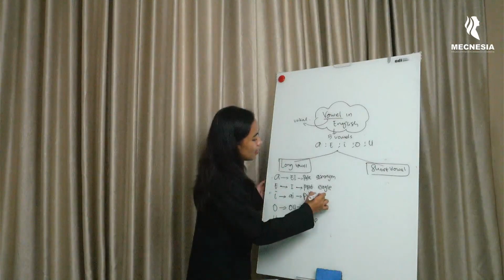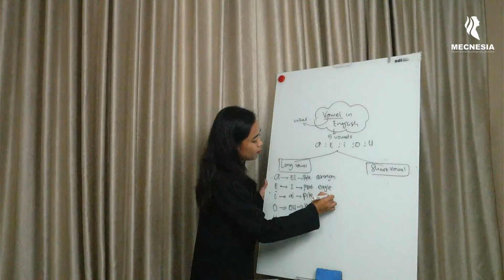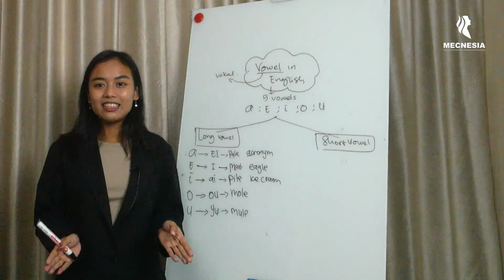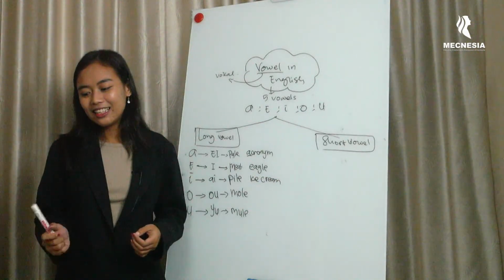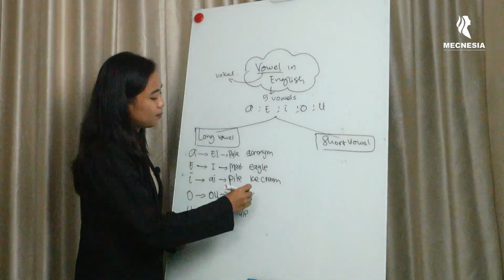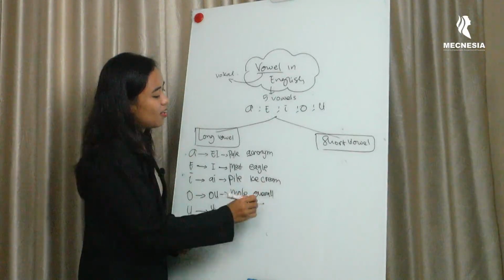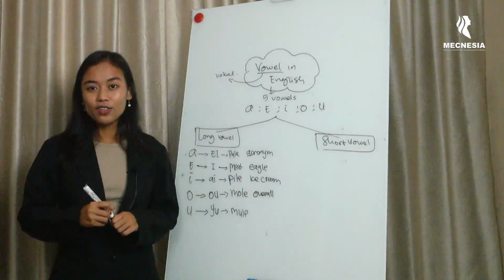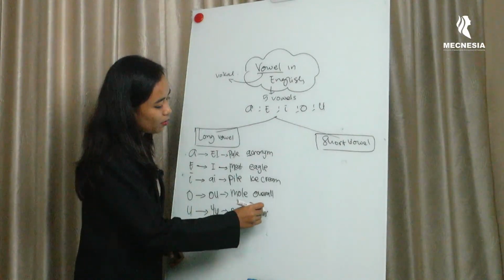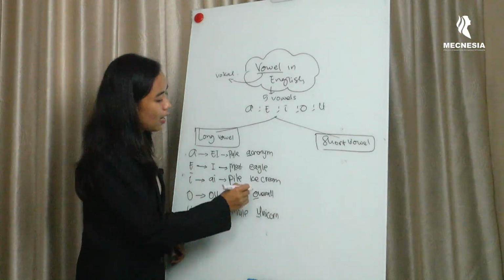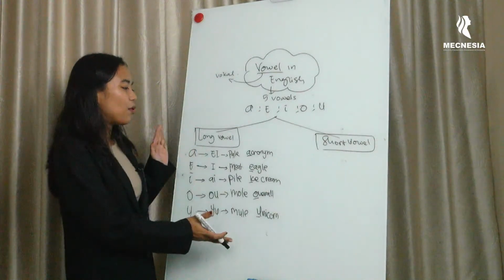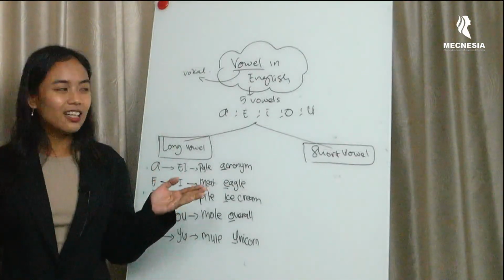Next, I like in ice cream. Next is O, like in the word overall. O as in overall. And the last, U as in unicorn. Well, that's for the long vowel. Jadi itu untuk bunyi panjang dari huruf vokalnya.